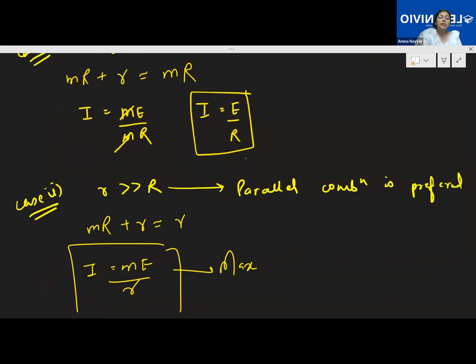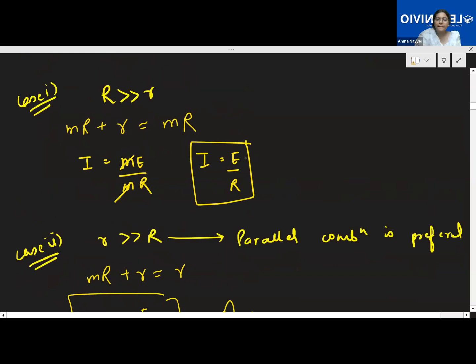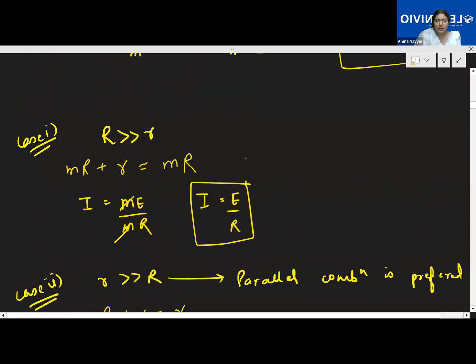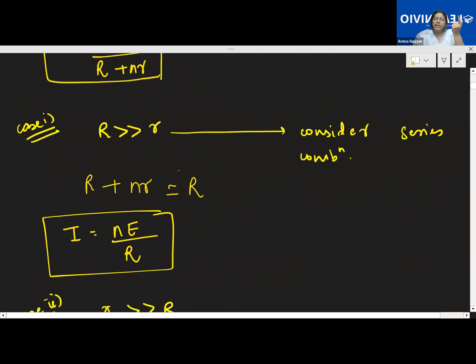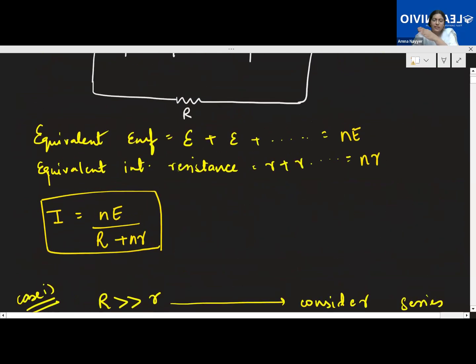Ma'am, can you tell me once what M denotes? I want to write it. M denotes the number of cells that are connected in parallel, like one cell, then one more I've connected in parallel. Like N we took in the series, the number of cells like this in the series.